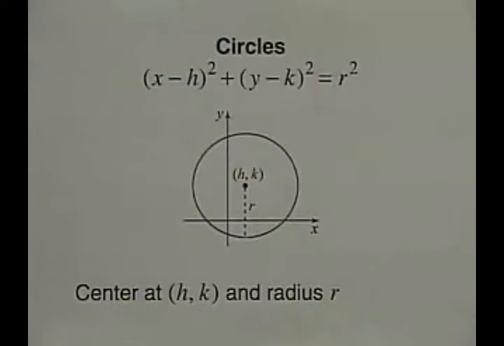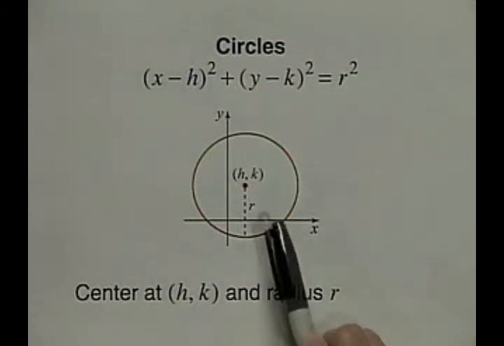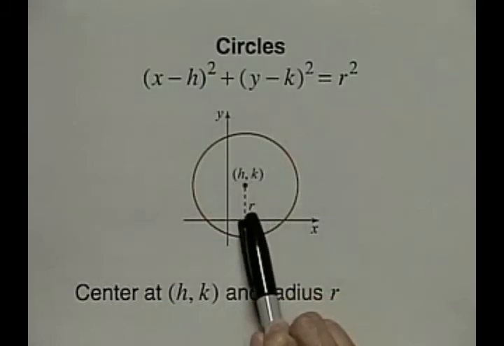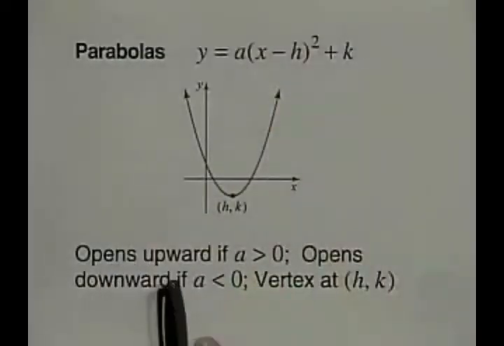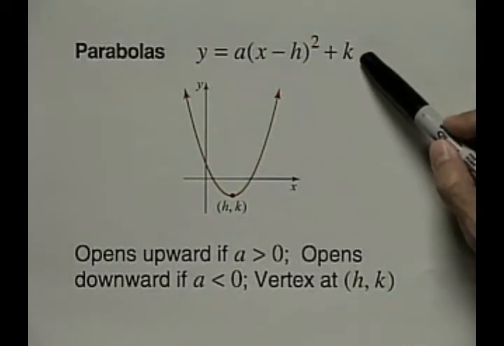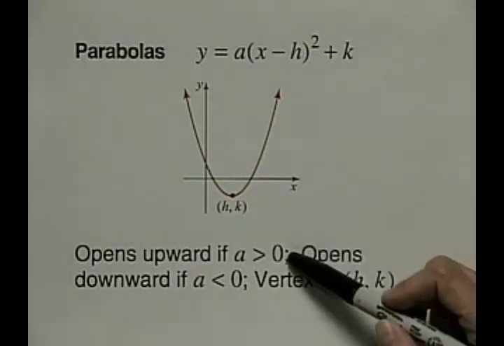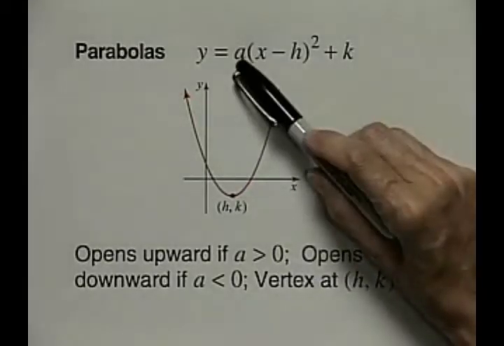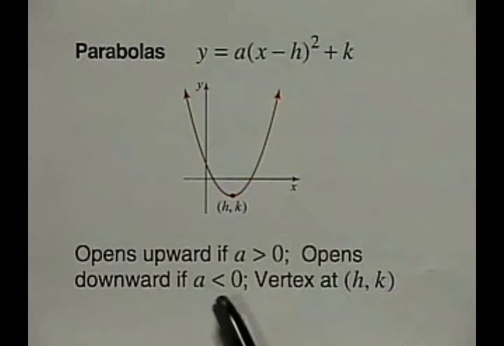Summarize. Circles have equations of the form x minus h squared plus y minus k squared equals r squared. And here's a graph of a circle with center (h, k) and radius r. Now parabolas. First of all, parabolas whose graphs are graphs of the equation y equals a times x minus h squared plus k. It's a parabola that opens up if a is positive, opens down if a is negative, and has its vertex at (h, k).